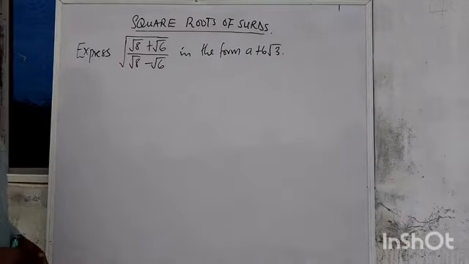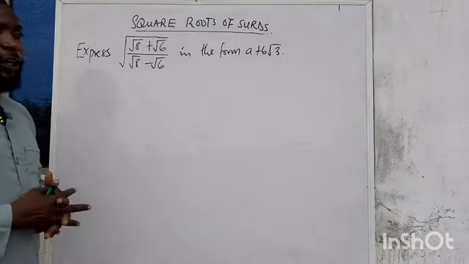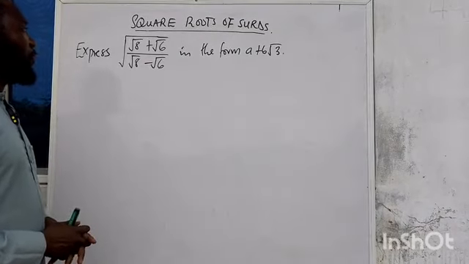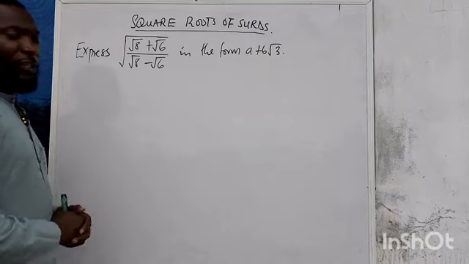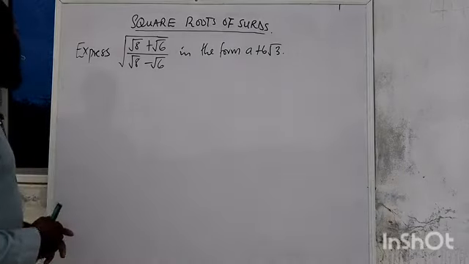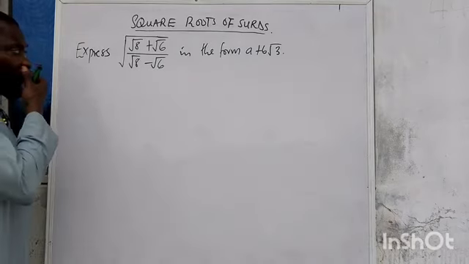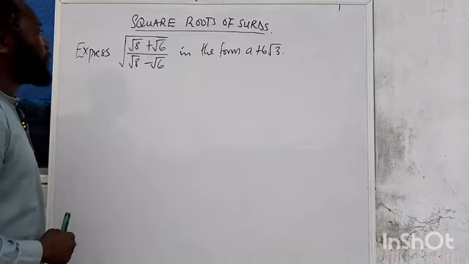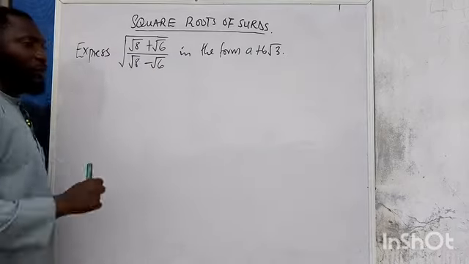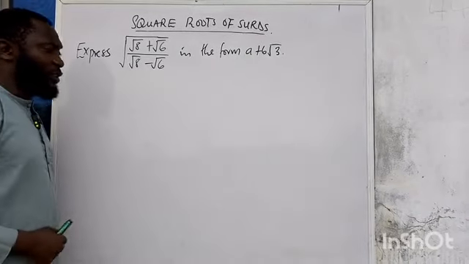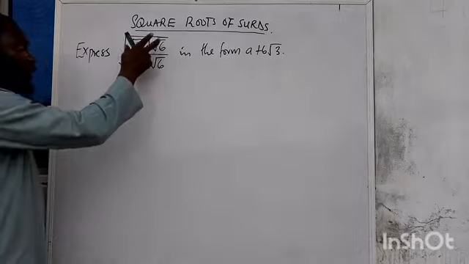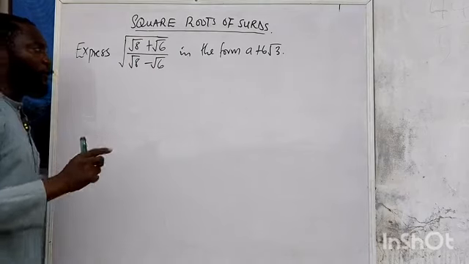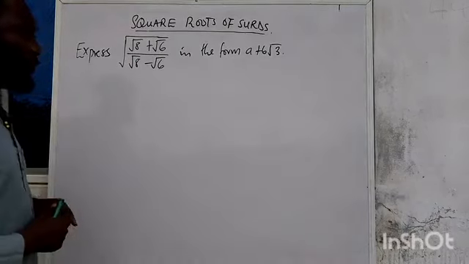Now let's apply the knowledge we gained from my previous classes to solve this question. Look at this surd. We have a square root of this, but unlike the previous example, this one is a fraction inside the root. The previous example I gave was just a surd inside the root, in normal form, not a fraction. But this time we have it as a fraction.